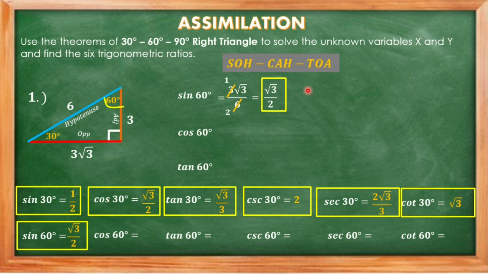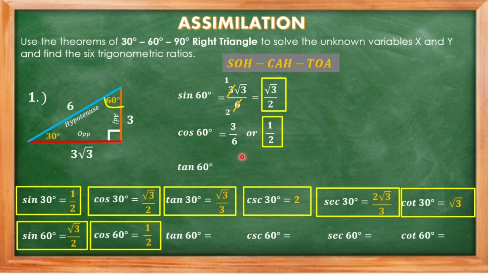For cosine 60 degrees naman, gamitin natin yung cah. So, adjacent over hypotenuse. So, adjacent natin is 3 over yung hypotenuse natin na 6. So, pwede natin siyang i-lowest term into 1/2. So, cosine 60 degrees is equals to 1/2.